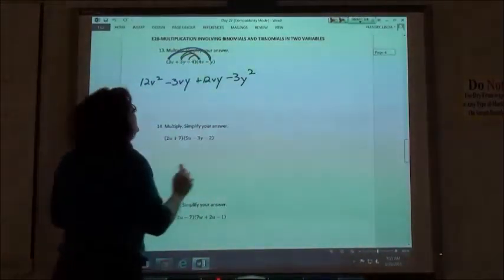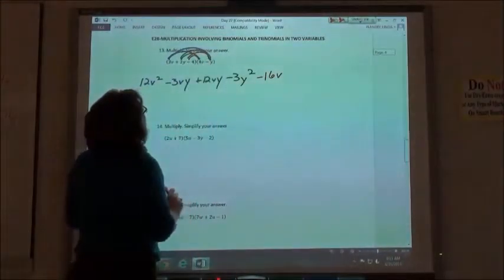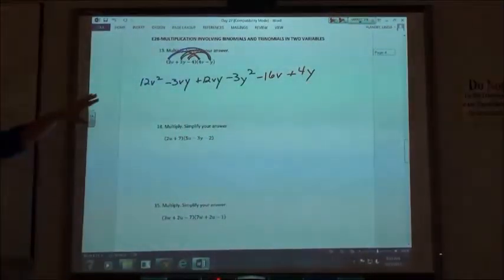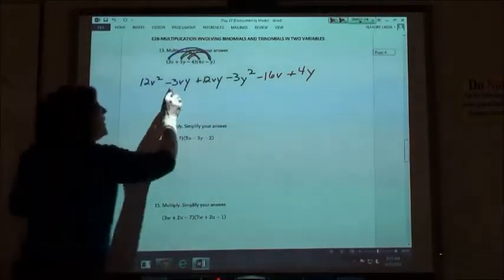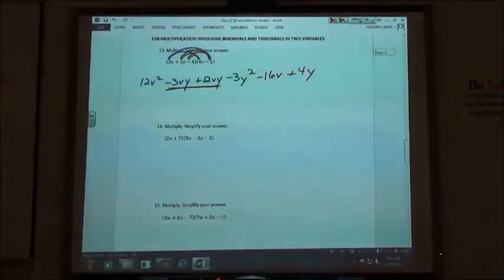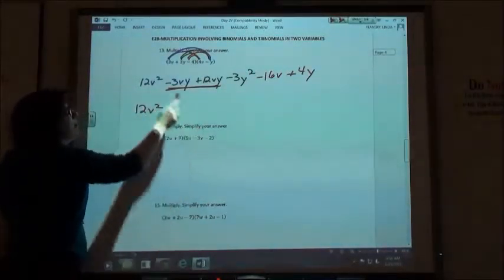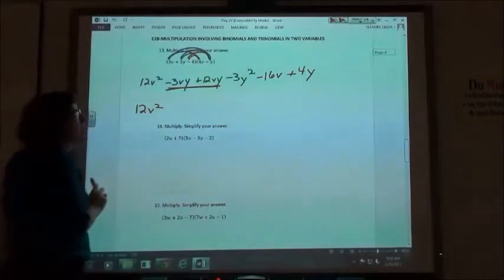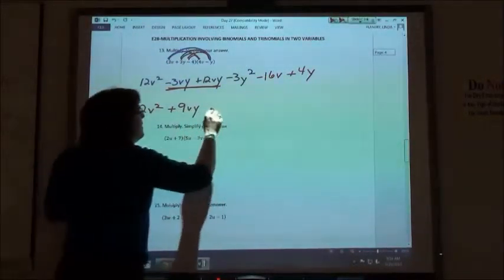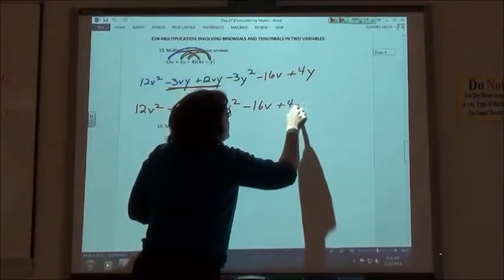-4 times 4v. Negative 16v. And -4 times the negative y. Plus 4y. I then look to see if there's anything I can combine. I can combine those two terms with the vy. And so I'm going to have 12v squared, -3 plus 12 would give me positive 9vy, minus 3y squared, minus 16v, plus 4y.